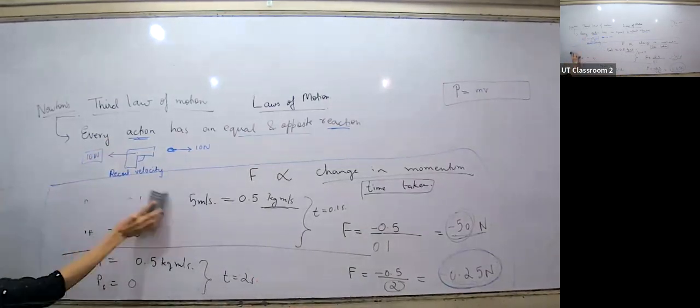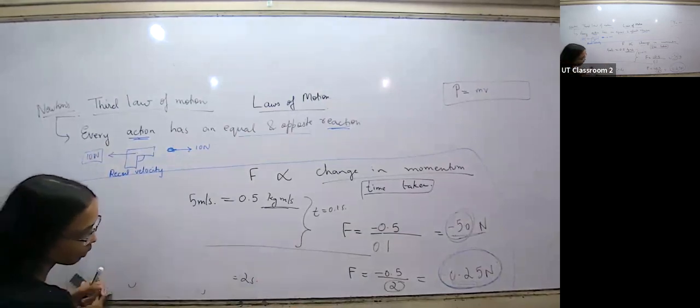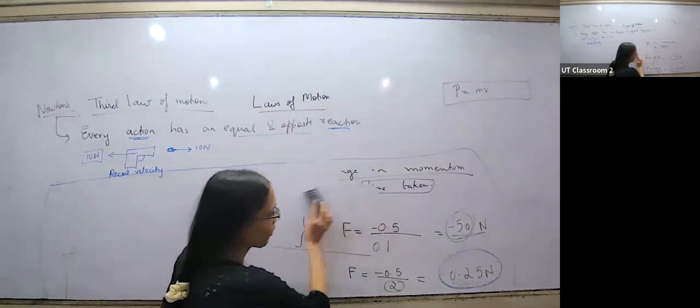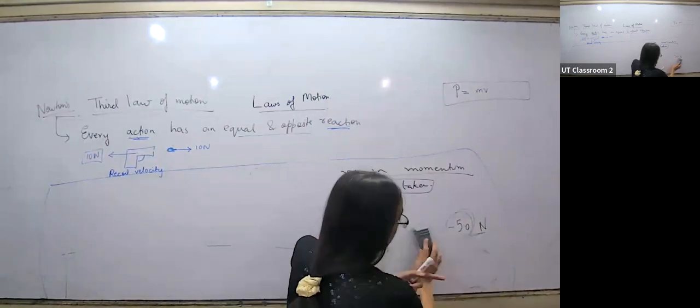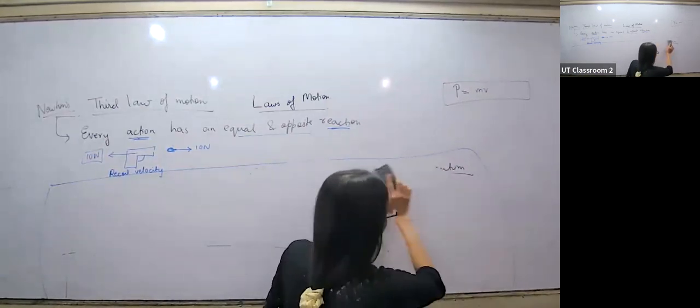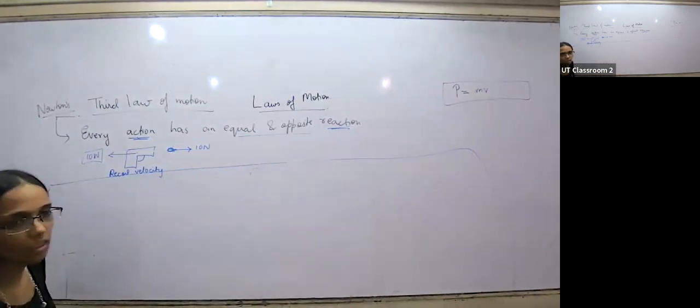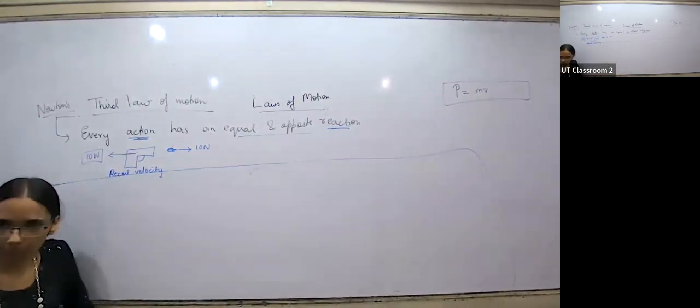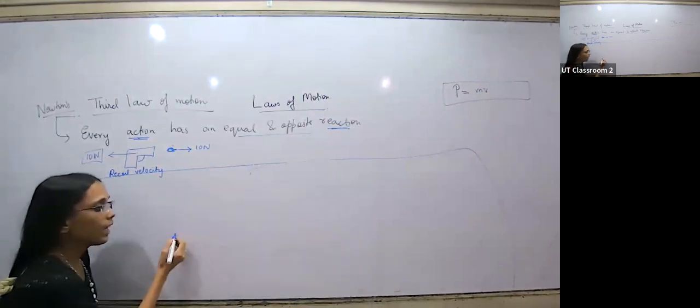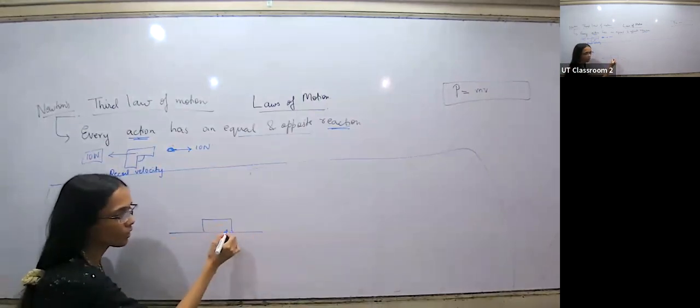Can somebody think of some other examples apart from this bullet gun thing? Anything coming to mind? Right, the ball on the ground. So she was saying the ball on the ground is the thing, and anything on the surface of the earth.